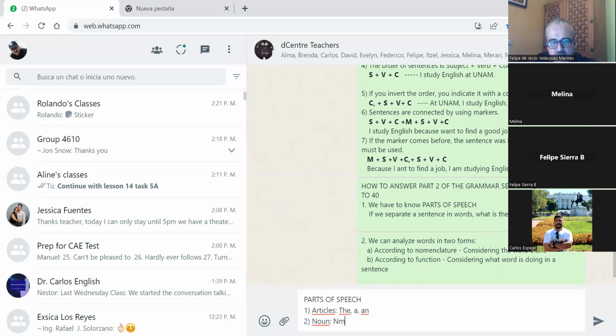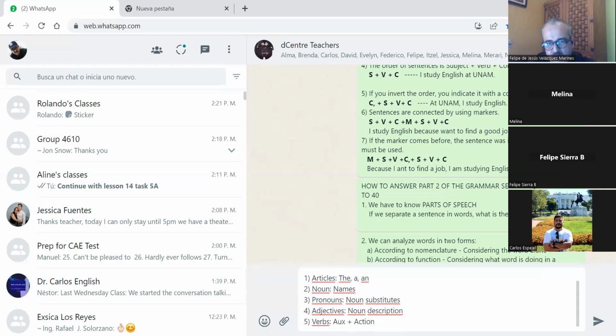So we have nouns. What is a noun? It's a name. Names of persons, animals, or things. What are then pronouns? Noun substitutes. Yes, we have adjectives. What is an adjective? It's a noun description. Number 5, we have verbs. What is a verb? A verb is auxiliaries plus actions. Okay, auxiliary plus action.